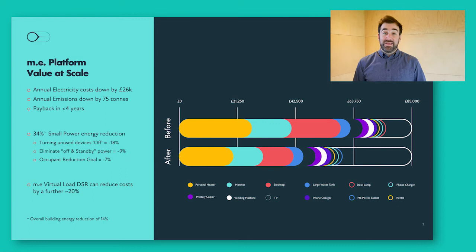The ME platform is really a system that gains most value when it's implemented at scale. To highlight this, I wanted to show you our 2,000 occupant building case study. What you can see is that when we implemented the ME platform into this building, annual energy consumption dropped by at least 20%. What that means is an annual reduction in electricity costs of £26,000 and emissions dropped by 75 tonnes. The payback was achieved in less than 4 years.